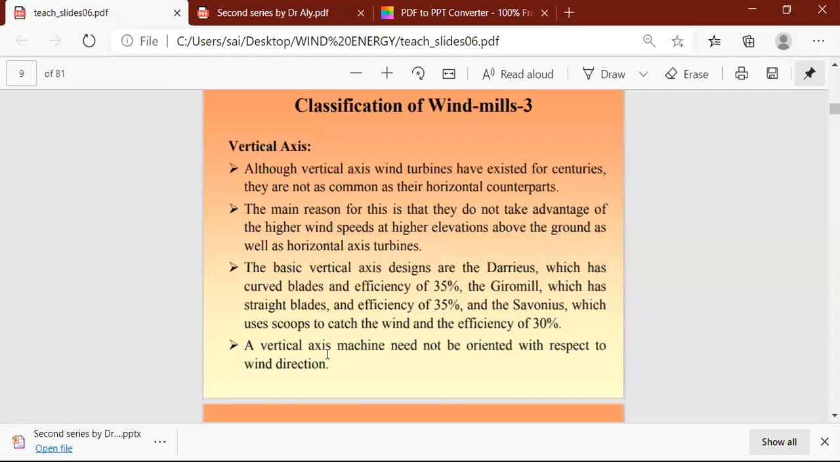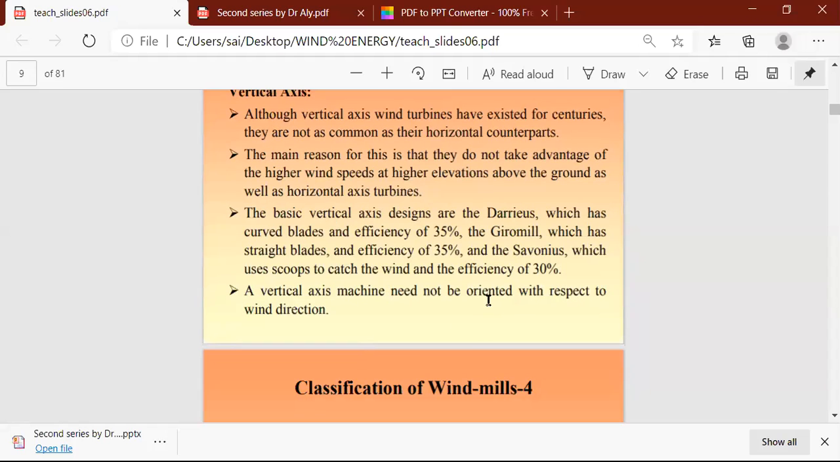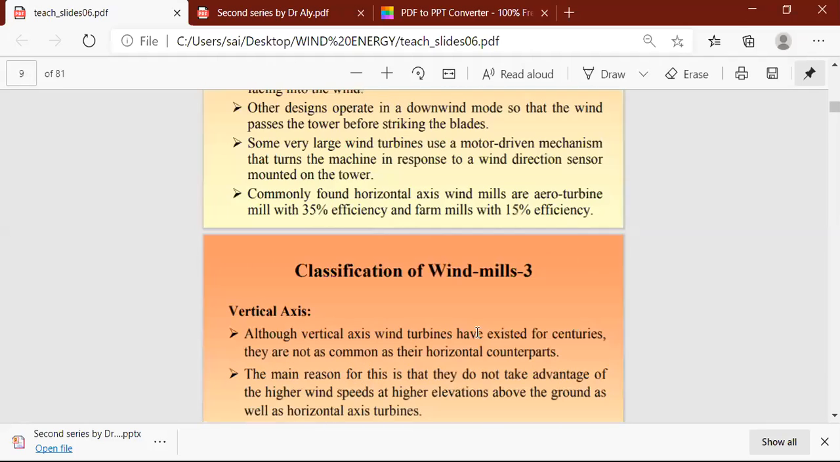A vertical axis wind machine need not be oriented with respect to the wind direction. So in this case, during mounting of this particular vertical axis wind turbine or during working conditions, we cannot change the direction or we need not think about the direction of the wind, because in this case the blades are exactly perpendicular to the wind flow. So that's why wind direction is not considered during installation as well as working of a vertical axis wind turbine. So these are the differences between vertical axis wind turbine and horizontal axis wind turbine.